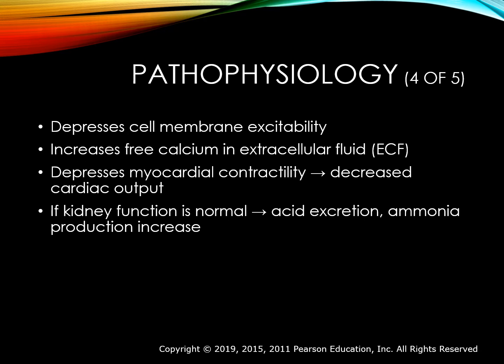Acidosis depresses cell membrane excitability, affecting neuromuscular function. It also increases the amount of free calcium in extracellular fluid by interfering with protein binding. Severe acidosis, a pH of less than 7 or 7 or less, depresses myocardial contractility, leading to decreased cardiac output. If kidney function is normal, acid excretion and ammonia production increase to eliminate excess hydrogen ions.